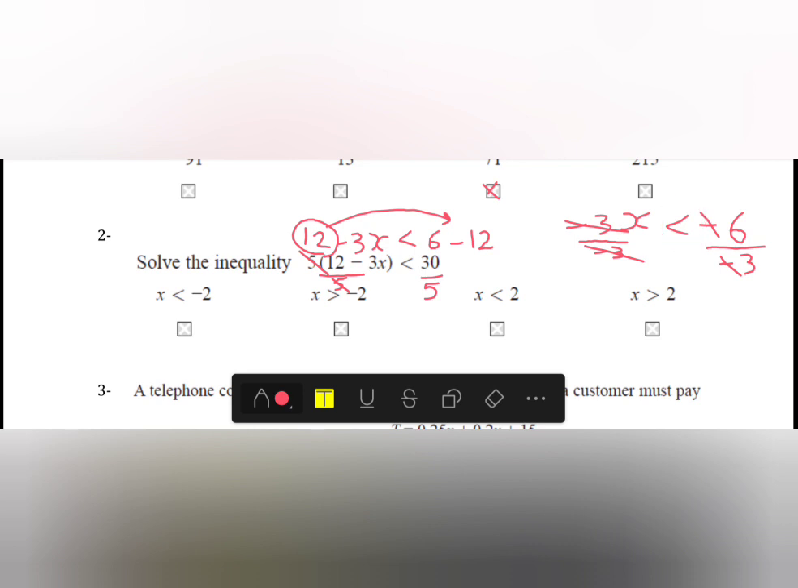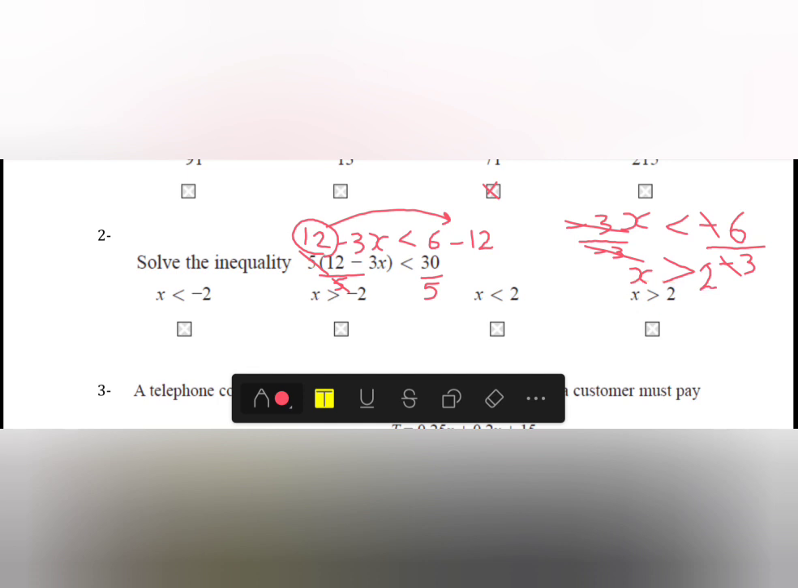I'm going to make it look the opposite way. So I'm going to write x, flip the sign like this, and then 6 divided by 3 equals 2. As I said, the negative sign here was taken away with this negative sign, and I left 6 divided by 3, which is 2. And this is the answer here: x is bigger than 2.